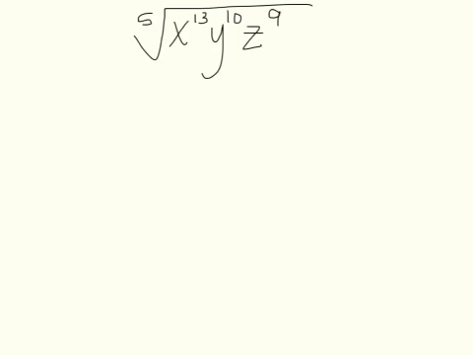All right, so I want you to try this one on your own. I want you to do the best you can. We know like 13 won't divide by 5. 10 will, but 9 won't. So you're going to need to split them up by themselves. Right? So this would become the 5th root of x to the 13 times the 5th root of y to the 10 times the 5th root of z to the 9th.